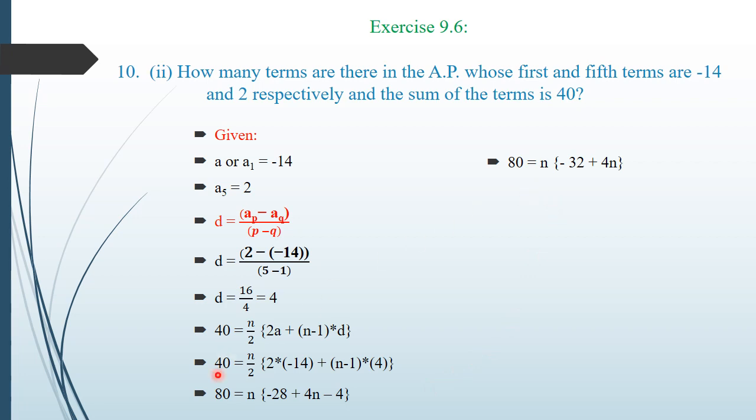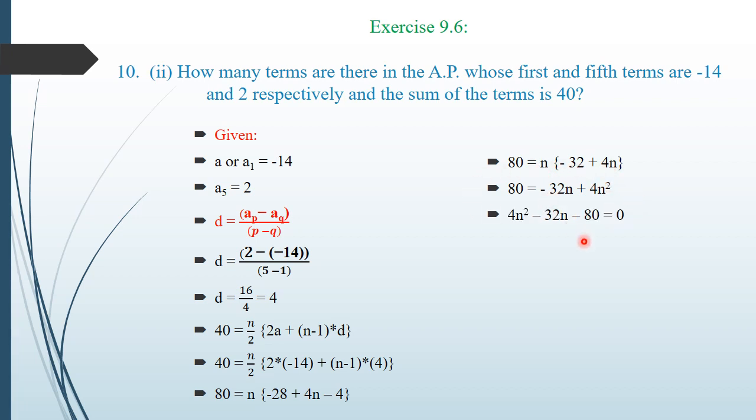Further simplifying here, 80 I'll keep as it is, n also I'll keep as it is. First I'll simplify the numbers present inside this bracket. Minus 28 minus 4 will give me minus 32 plus this 4n I'll keep as it is. Further simplifying, 80 is equal to, I'll take this n inside the bracket. So it will be minus 32n plus 4 into 4n into n will be 4n square.